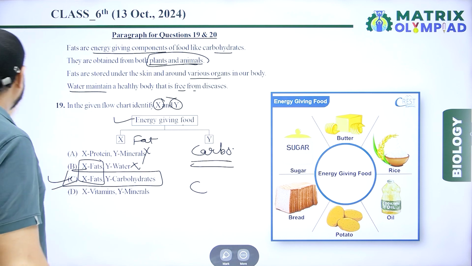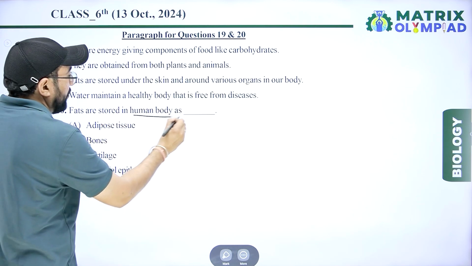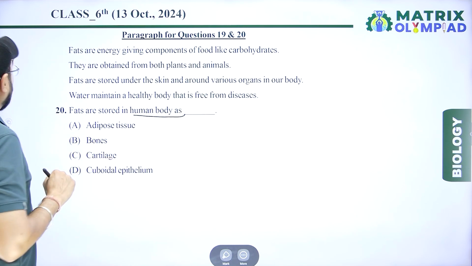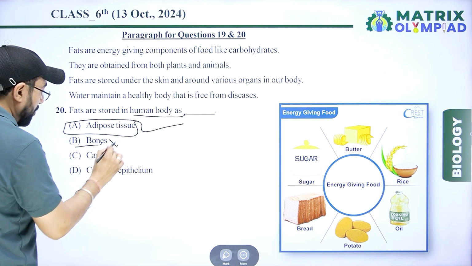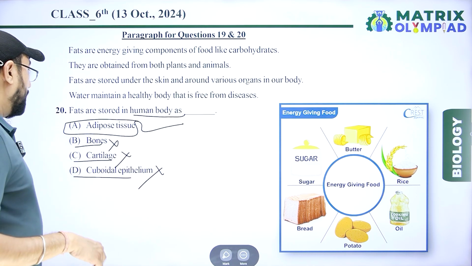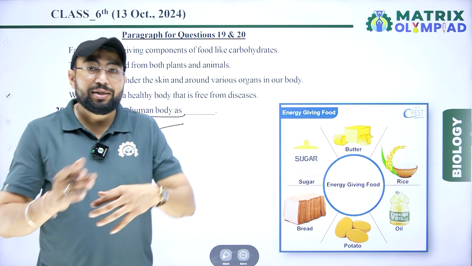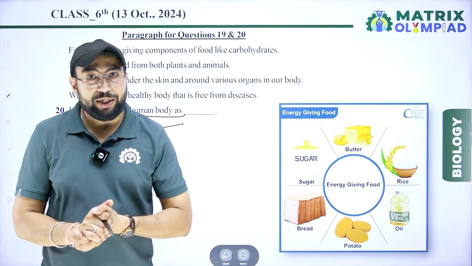Next question is, fats are stored in the human body in the form of adipose tissue. Adipose tissue is the right answer. Bone, wrong. Cartilage, wrong. Cuboidal epithelium, wrong. Because fatty tissue is present under the skin or around many organs in the form of adipose tissue.